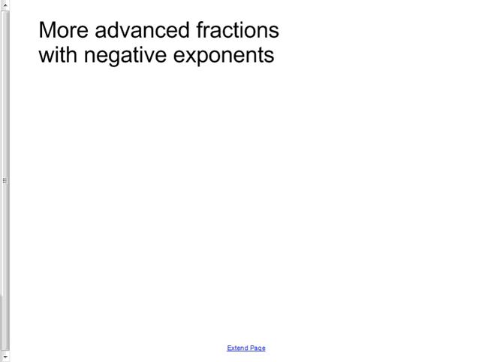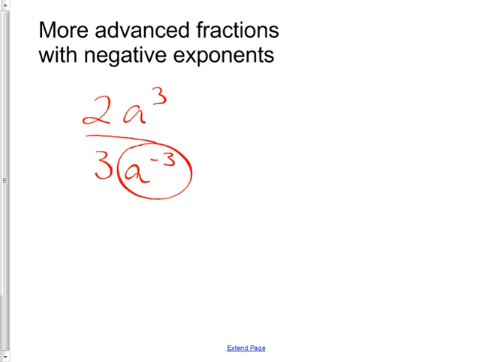Okay, moving on. Fractions with negative exponents. Like, for instance, let's say I had this: 2a to the third over 3a to the negative third. Do you remember handling this last year? You move things around and stuff. So that a to the negative third right there, that's a problem. You're not allowed to leave your answer with a negative exponent.